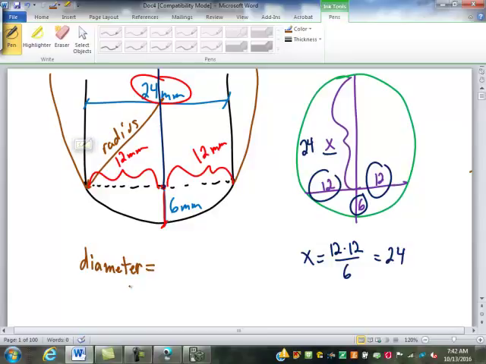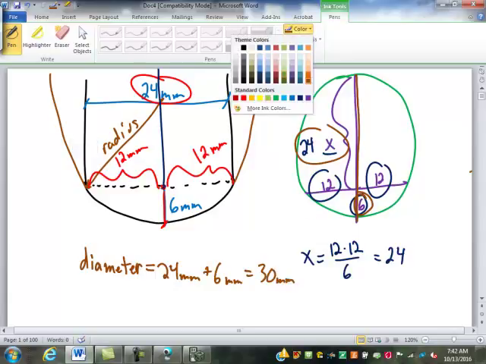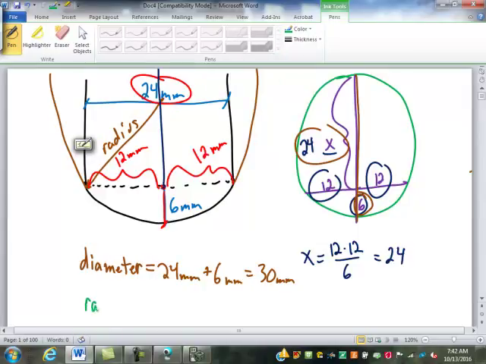So from that information, what is the diameter of the circle? The diameter is just this here. So it's 24 plus 6 equals 30 millimeters. So then from that, how do I get the radius? The radius will be diameter divided by 2, 15 millimeters. So if you were using a round end mill, you'd use a 15 millimeter radius round end. Does that make sense?